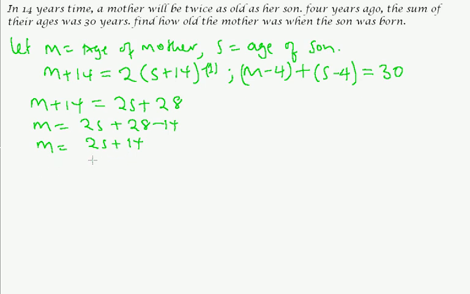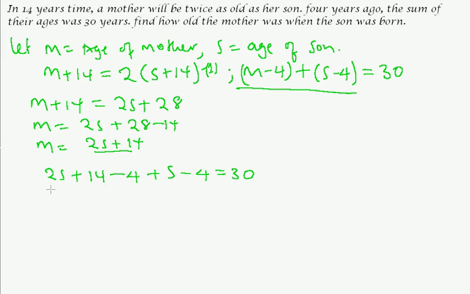Now let's take this value of m and substitute it in the second equation. The second equation is this one here. So instead of m, let's put this value there. So 2s plus 14 minus 4 plus s minus 4 is equals to 30.